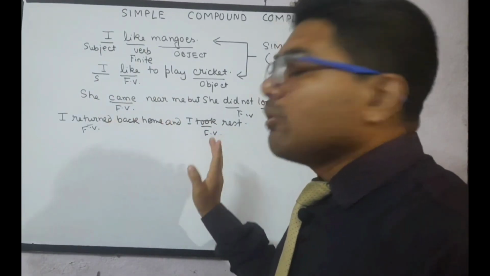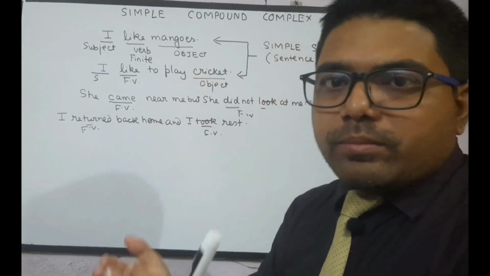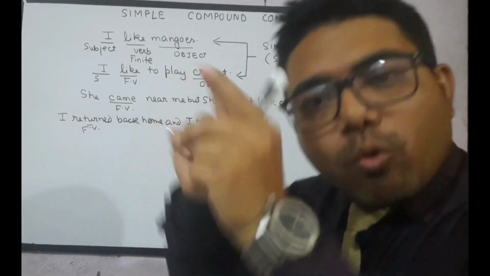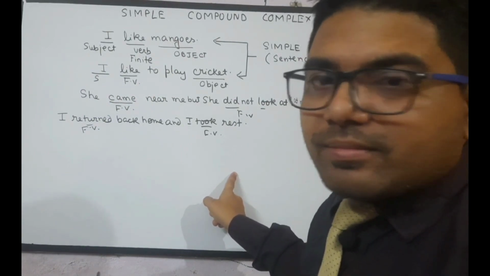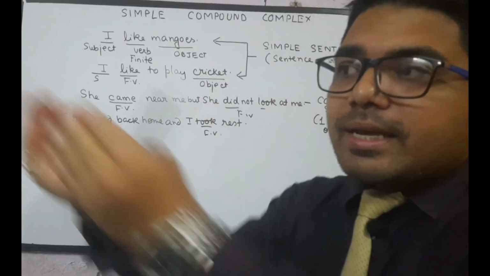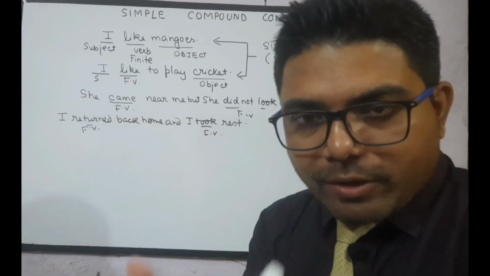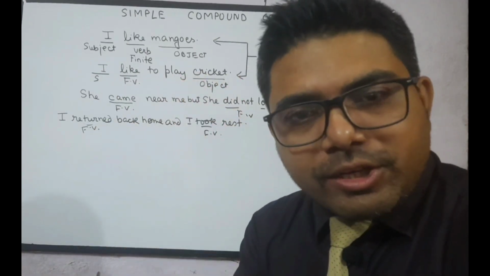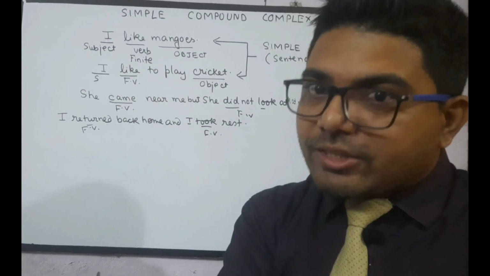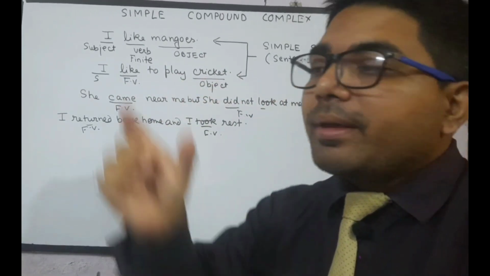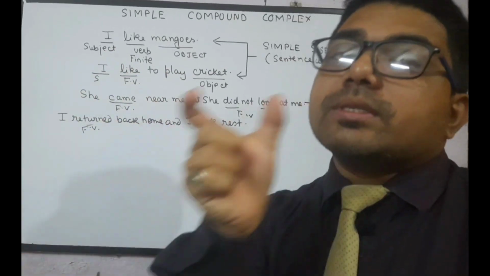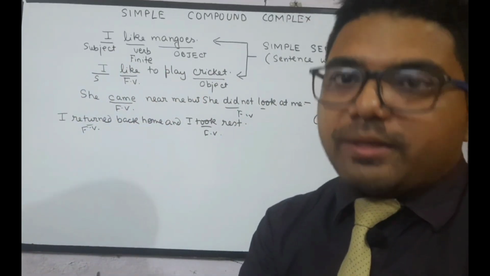So now think, I returned home. Did I return home only to take rest? Is the meaning like this? And I took rest. It means I returned home. I returned back home. One action finished. Then another action started. I took rest. And से join करना मतलब एक काम खत्म हुआ, उसके बाद दूसरा काम शुरू हुआ. Okay.